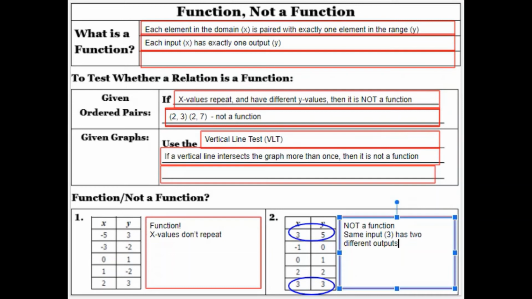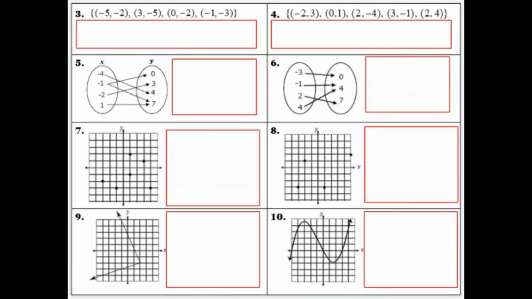All right, next slide. Another list of points. Again, you want to look at your x values: -5, 3, 0, -1. Well, none of those were the same, so we are good. This one is a function because x does not repeat.